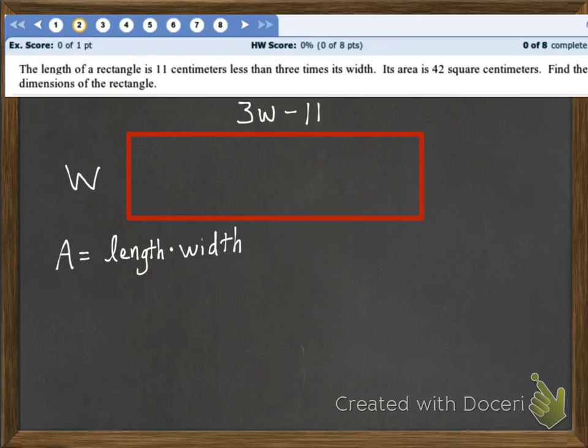Now I'm going to write it with the width first because we're used to the single variables being out front. You could do it either way. When you multiply it out, it'll still be the same. So we have our equation now, W times 3W minus 11 equals 42. And now we set about solving the equation. So we distribute W through.